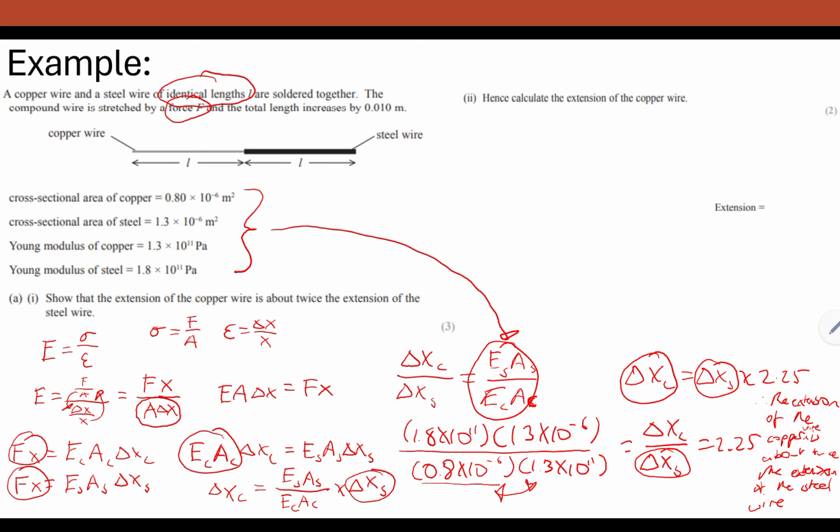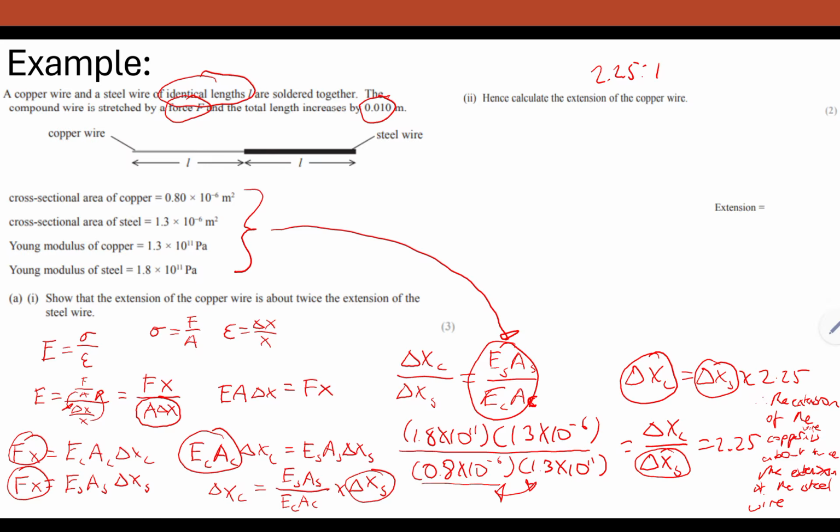So now we're going to part two, where it states, hence calculate the extension of the copper wire. We know that the ratio of the copper wire to the steel wire is 2.25 to 1. And we know that the total length increase, so the total extension of the copper wire and steel wire, is 0.01, as it states here.